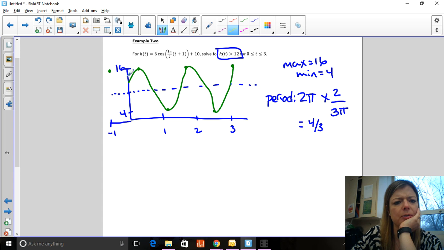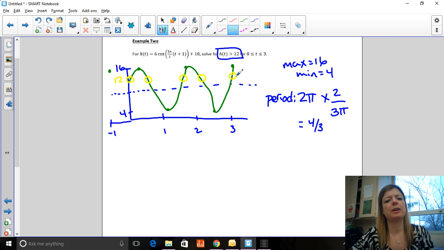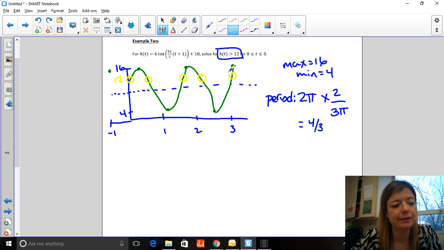And then 12 is approximately here. So it looks like I might have an answer here, an answer here, an answer here, and an answer here, because this is about where 12 is. So I for sure have 1, 2, 3, 4, possibly 5 solutions here. So basically, I just need to solve for when h of t is equal to 12, and then use my graph to say when it's above 12, okay?